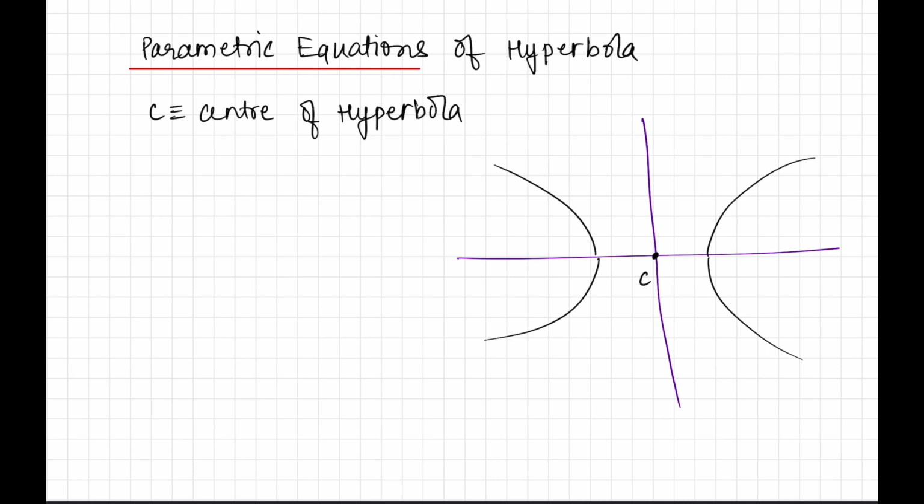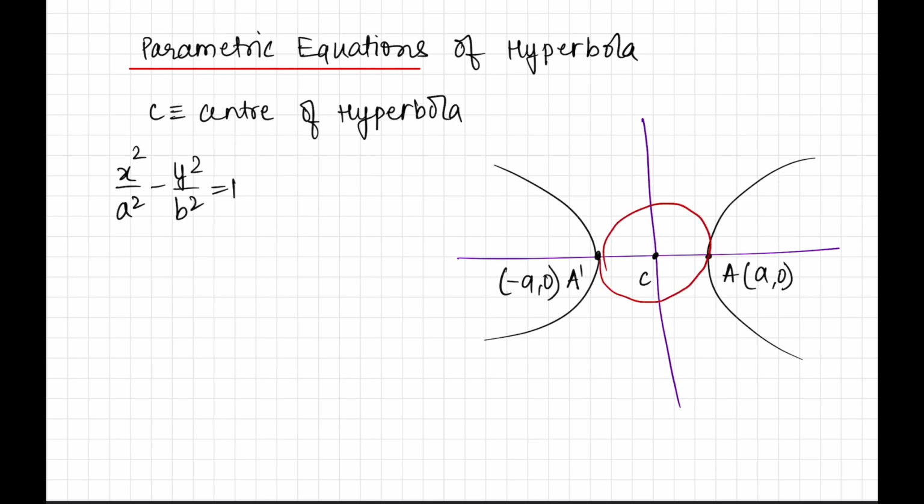And we know, students, that the equation of the hyperbola is given by x square by a square minus y square by b square equals 1, where this point here is A and this point here is A dash. The coordinates are (a, 0) and (-a, 0). So if we take C as the center and this distance a as the radius and make a circle, this circle here is called the auxiliary circle.